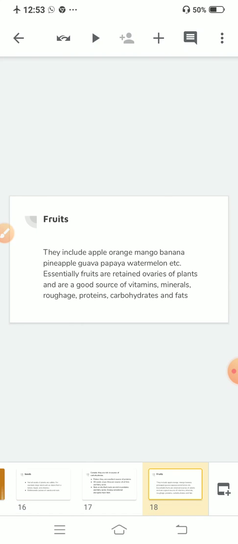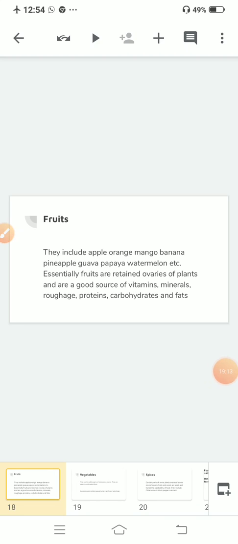Now next one is fruits. They include apple, orange, mango, banana, watermelon, etc. These are all examples of fruits. Essentially, fruits are ripened ovaries of plants and they are a good source of proteins, roughage, carbohydrates, vitamins, minerals, etc. Clear? So what are fruits? Fruits are basically ripened ovaries of plants and they are a good source of vitamins, minerals, roughage, proteins, carbohydrates and fats, etc. With this, I think fruit is clear to you.